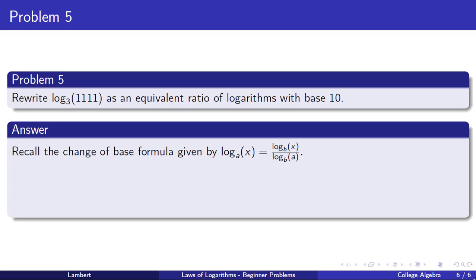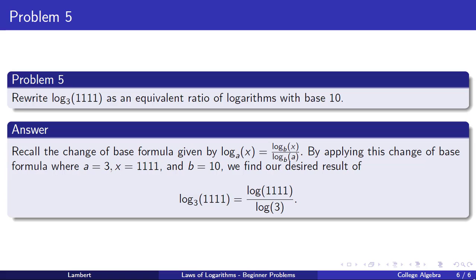And so once again, as we mentioned before, our change of base formula is given by log base a of x equals log base b of x divided by the log base b of a. And so in our case, what are we going to want? Well, we're going to want our a value to be 3, our x value to be 1111, and since we want to convert it to base 10, our b value is going to be 10, which we can just denote by log now. And so the log base 3 of 1111 is equal to the log of 1111 divided by the log of 3.